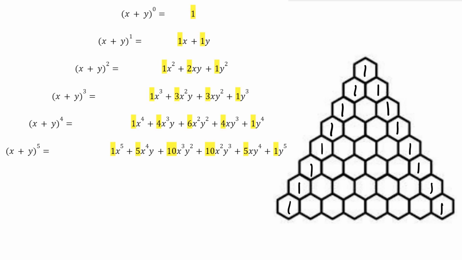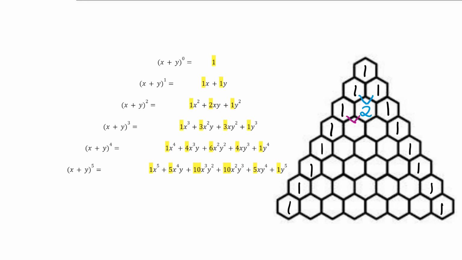And the coefficient below can be found by adding the coefficients directly above it, meaning 1 plus 1 gives me 2. 1 plus 2 gives me 3. 1 plus 3 is 4. 3 plus 3 is 6. 3 plus 1 is 4. 1 plus 4 is 5. 4 plus 6 is 10. 6 plus 4 is 10. 4 plus 1 is 5.